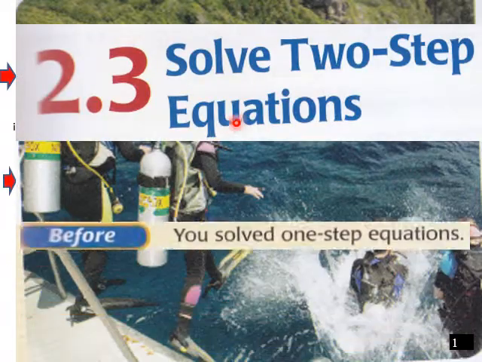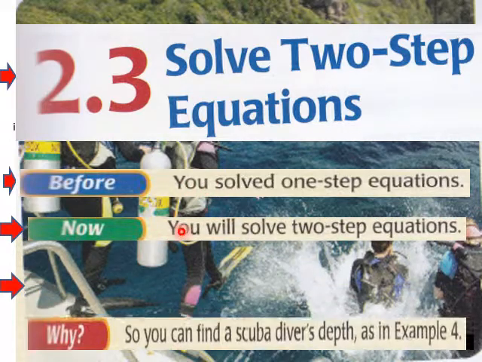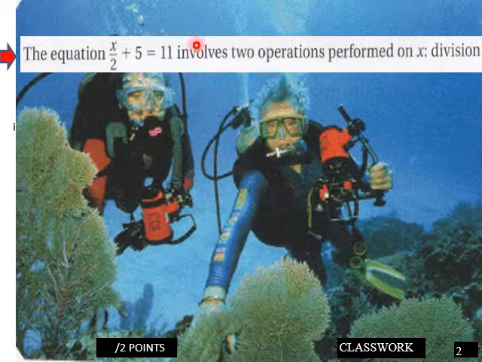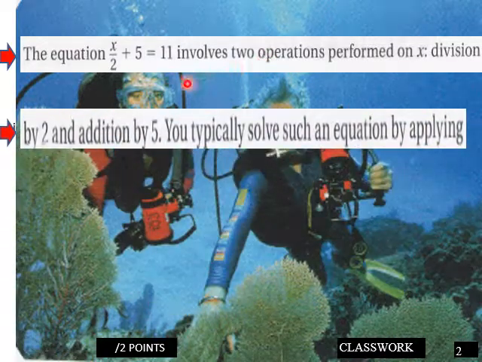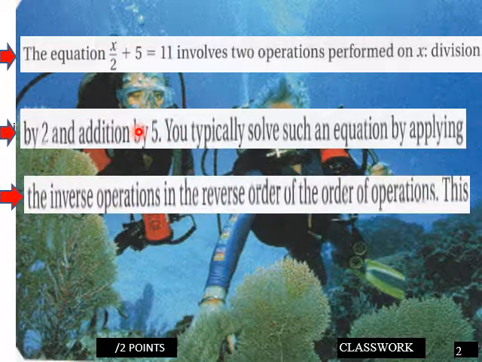Okay, 2.3, solve two-step equations. You solve one-steppers. You will solve two-steppers, so you can have steps. The equation x over 2 plus 5 equals 11 involves two operations performed on x: division by 2 and addition by 5. To solve for x, you typically solve such an equation by applying the inverse operations in the reverse order of the order of operations.